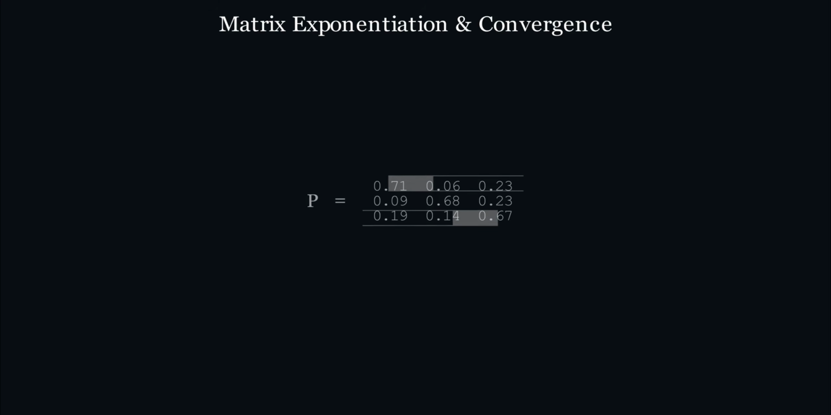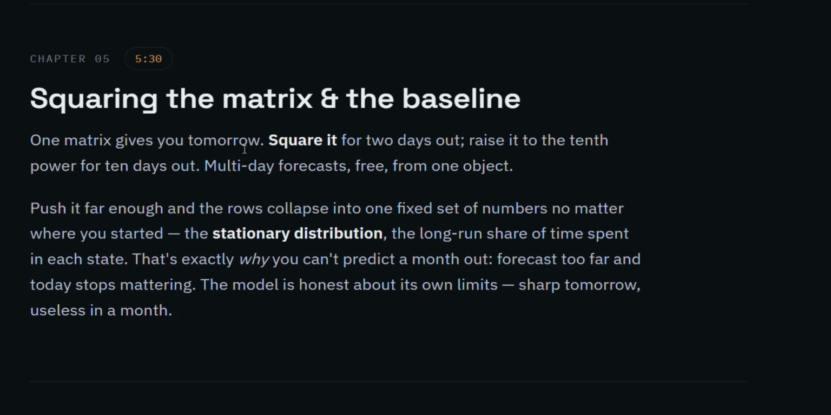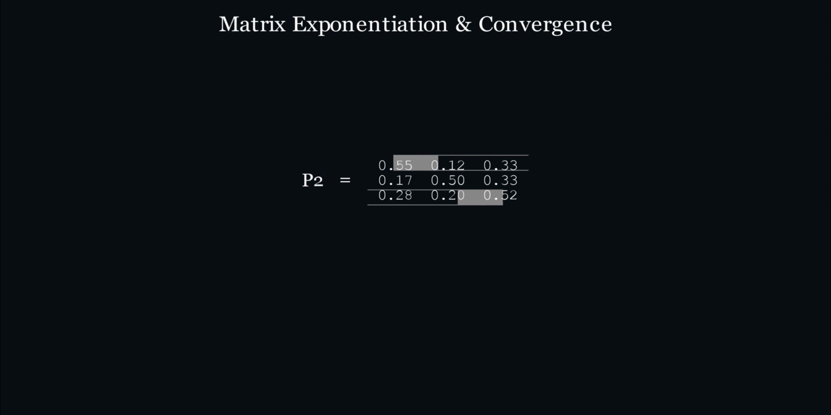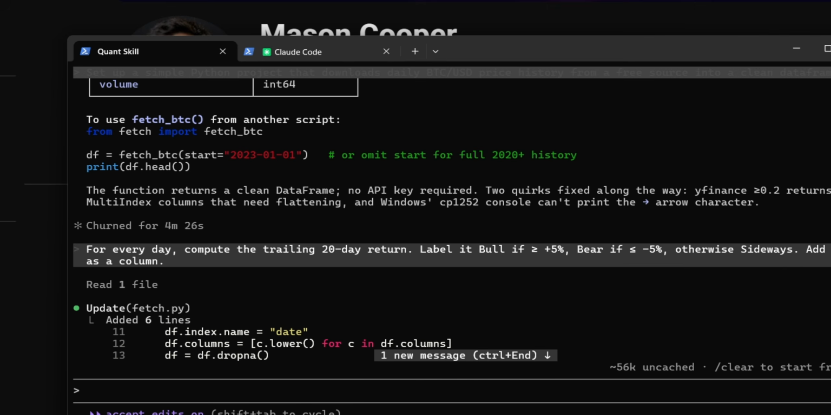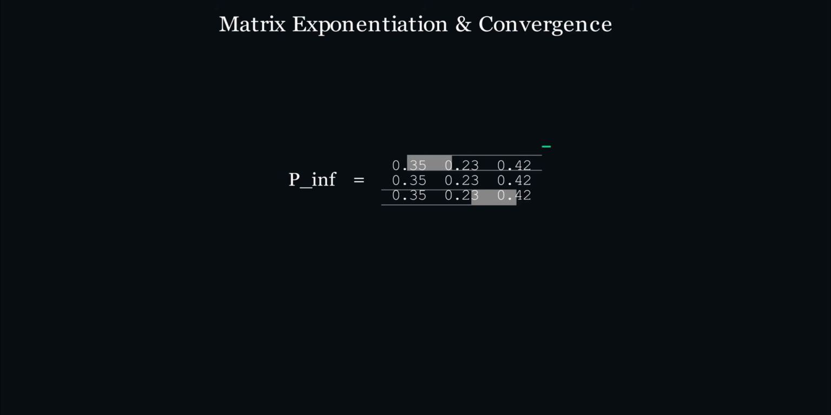That grid only gives you tomorrow. Want 2 days out? You square the matrix. Want 10 days out? You raise it to the 10th power. The math forecasts multiple days ahead for free. One object, any horizon. But push it far enough and something important happens. The rows stop changing. They collapse into one single set of numbers, no matter which state you started in. That's the stationary distribution, the long-run share of time Bitcoin spends in each regime.